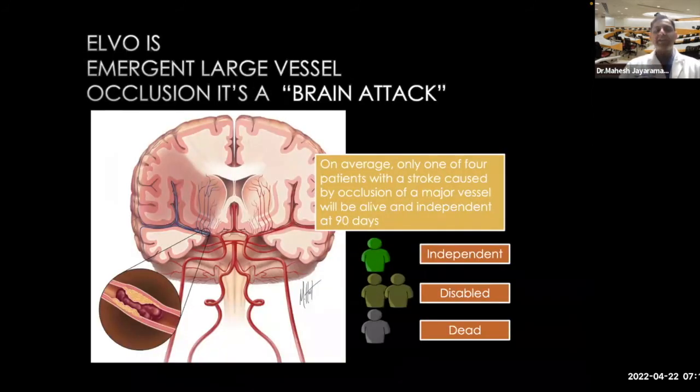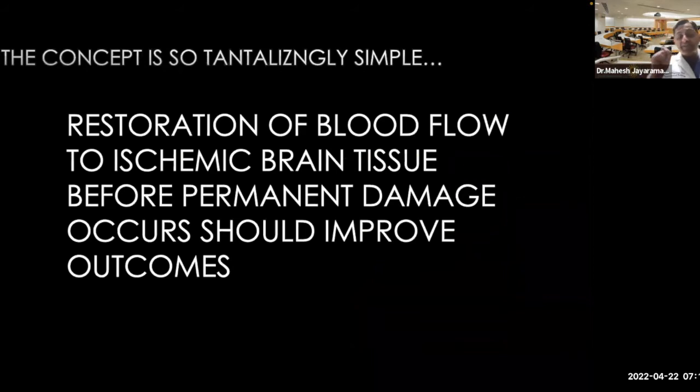And it's important to think about large vessel occlusion as a brain attack. And historically, this had a dismal prognosis. So historically, large vessel occlusion used to leave 3 out of 4 patients disabled or dead at 90 days. Only 1 patient would be independent at 90 days. But we can fix this. And the concept was so simple. That is, that restoration of blood flow to ischemic tissue before permanent damage should improve outcomes.